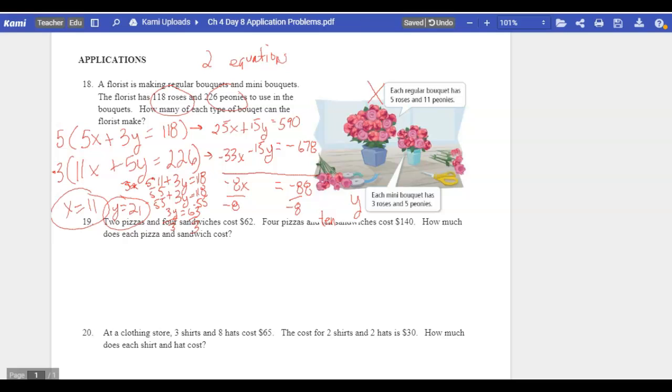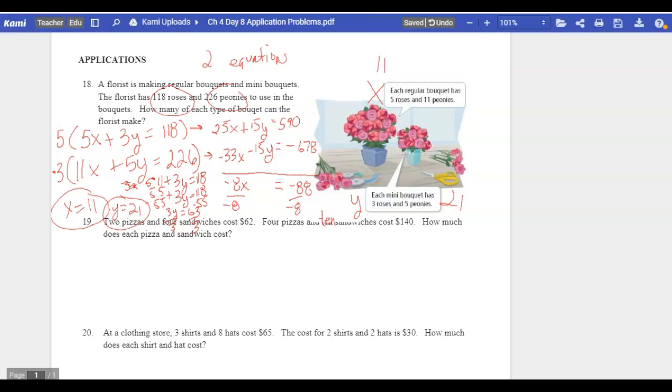So it says how many of each bouquet can be made. What does x mean in this case? We can make 11 regular bouquets, and y, we can make 21. And that would use the exact amount of flowers you have.